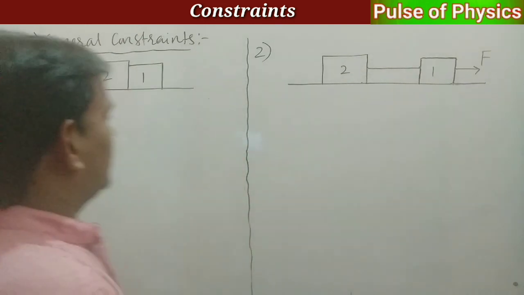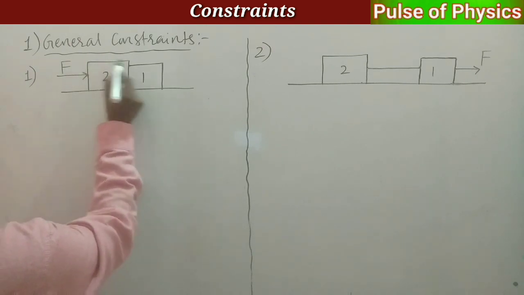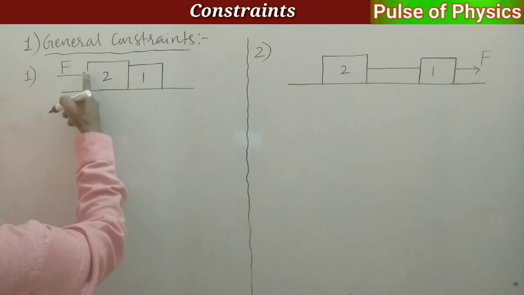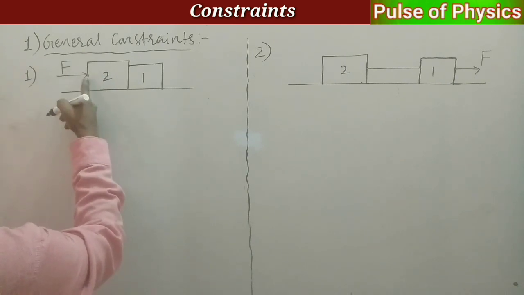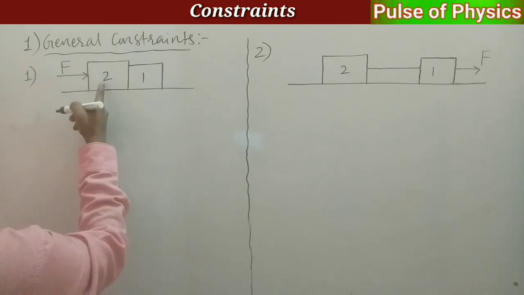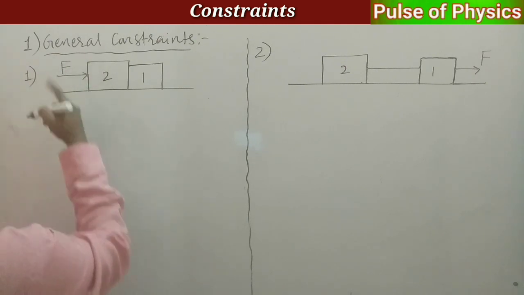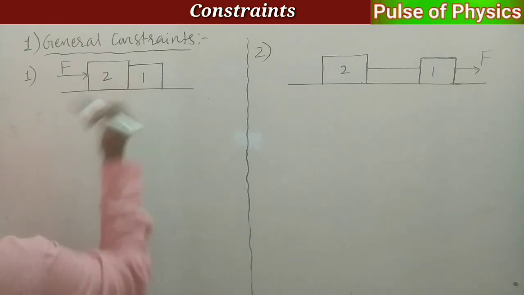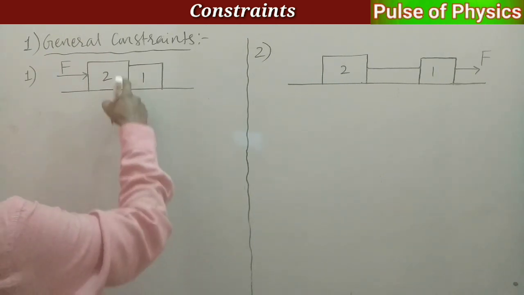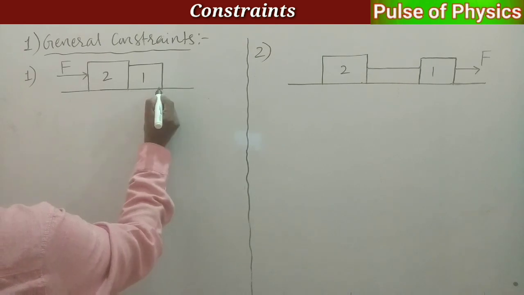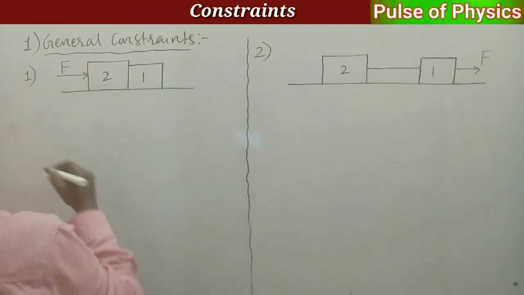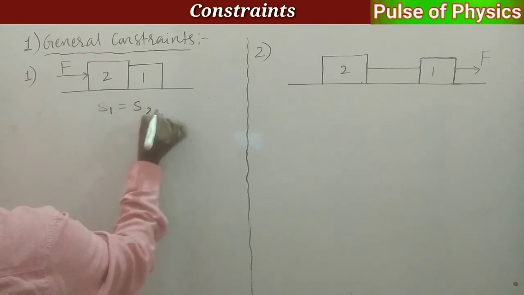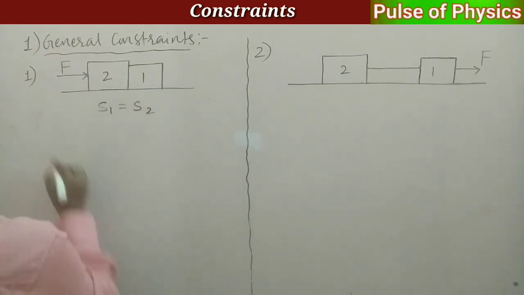First problem. See, two blocks are kept in contact. F is the force applied on the second block. It moves because of this force, and the first block moves because of the contact force between the two blocks. How much the first block moves, that much the second block moves. Both are in contact, therefore the displacement of the first block is equal to the displacement of the second block.